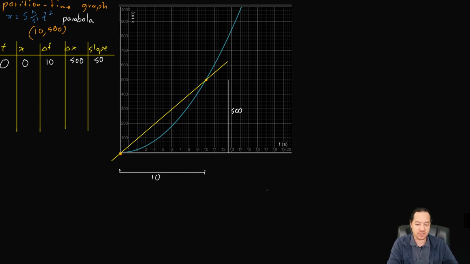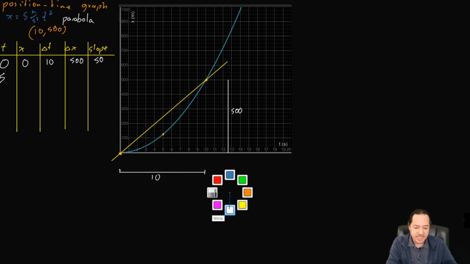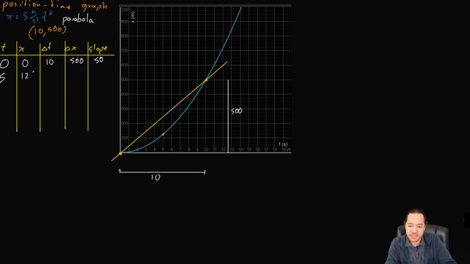Great. It's not very close to the instantaneous velocity at t equals 10, so let's try to find another point that's closer to t equals 10. Let's try t equals 5 seconds. If we do that, I plot the point here on the graph, and eyeballing it, I'm seeing an x position of about 125.